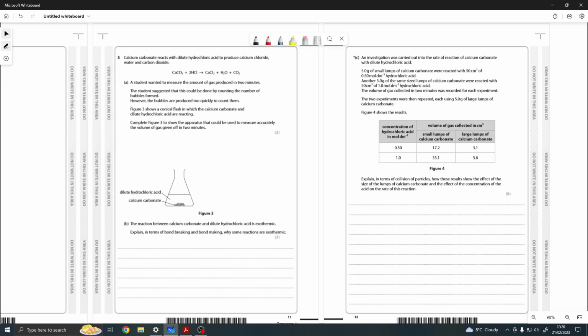Figure 3 shows a conical flask where the calcium carbonate and dilute hydrochloric acid are reacting. Complete figure 3 to show the apparatus that could be used to measure accurately the volume of gas given off in 2 minutes. Well, that is a perfect opportunity, isn't it, for us to use our lovely shiny gas syringe. Now make sure that's joined because obviously it's got to be tight. Maybe label it as well, gas syringe, just to show you know what you're talking about.